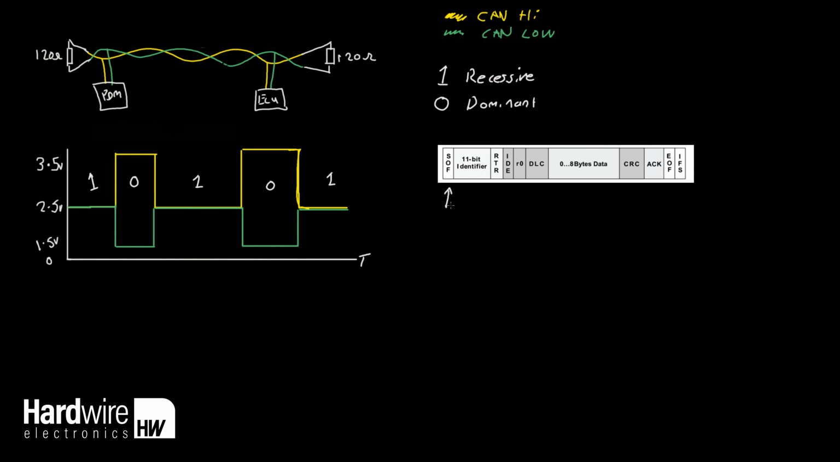So the SOF, that stands for start of frame. Now, as we know, a digital 1 is the recessive state. So when no messages are being sent on the CAN bus, the voltage on the CAN high and CAN low lines will be 2.5 volts. Now, to signify the start of a frame, we actually make the CAN bus go to a dominant state. So we transmit a 0 bit. So this is start of frame.